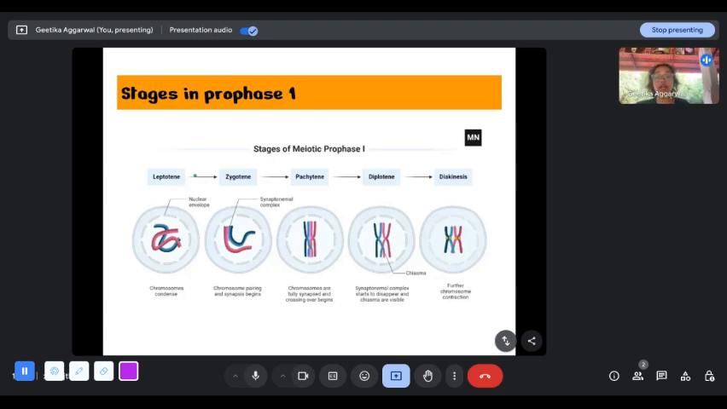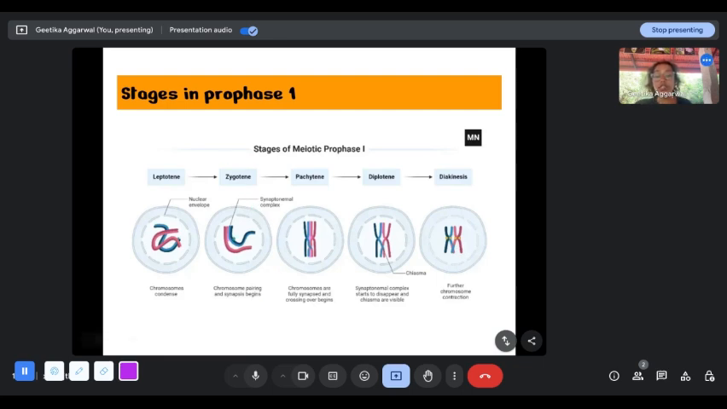Prophase 1 is further divided into five different stages. The first stage is called leptotene. In leptotene, the chromosomes condense. You can see these homologous chromosomes, one in pink and one in blue. One comes from the mother, one comes from the father. So the chromosomes condense.